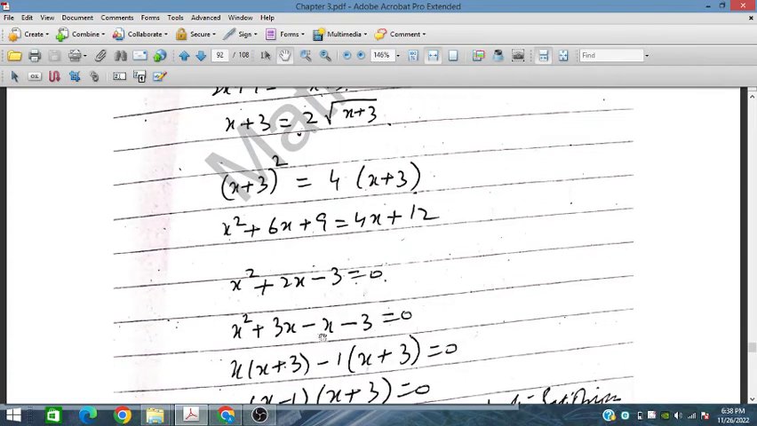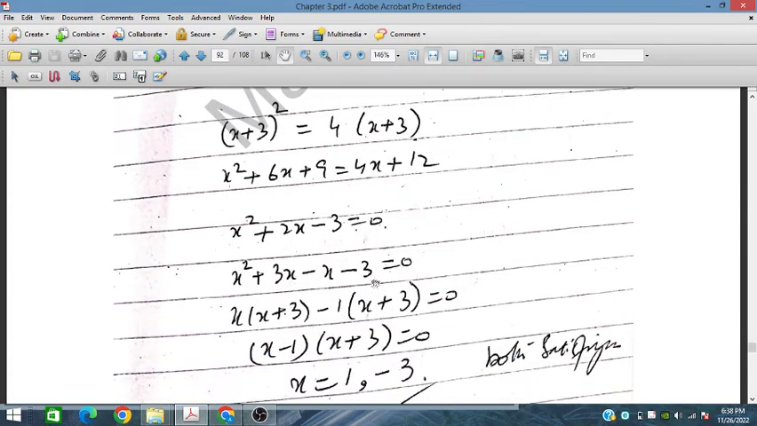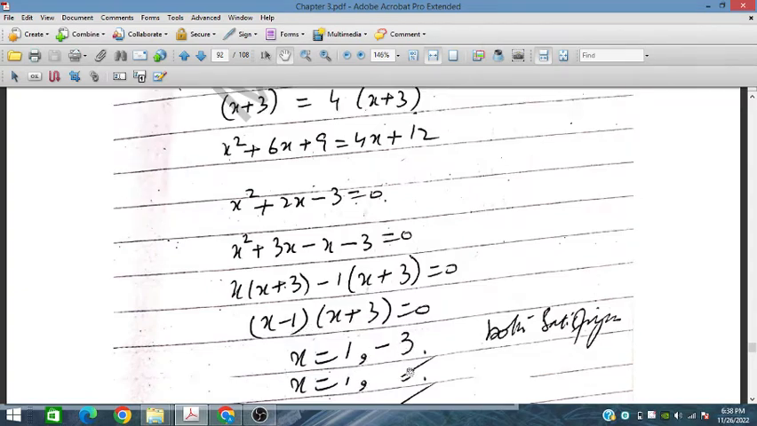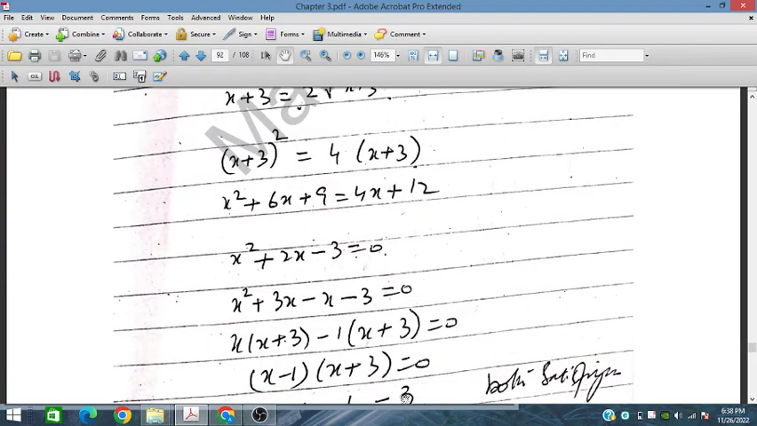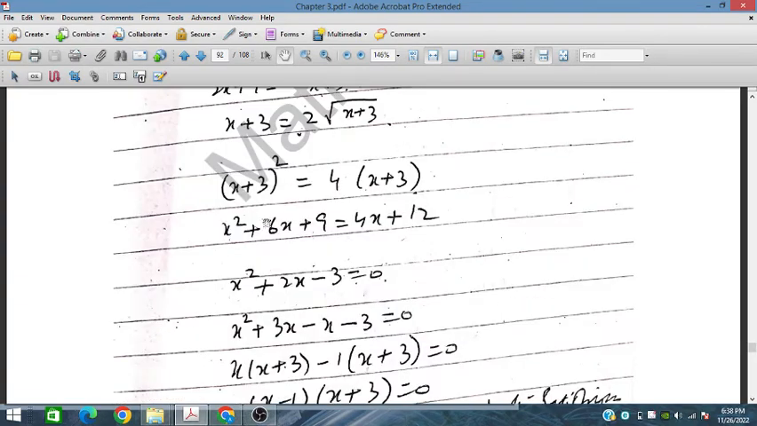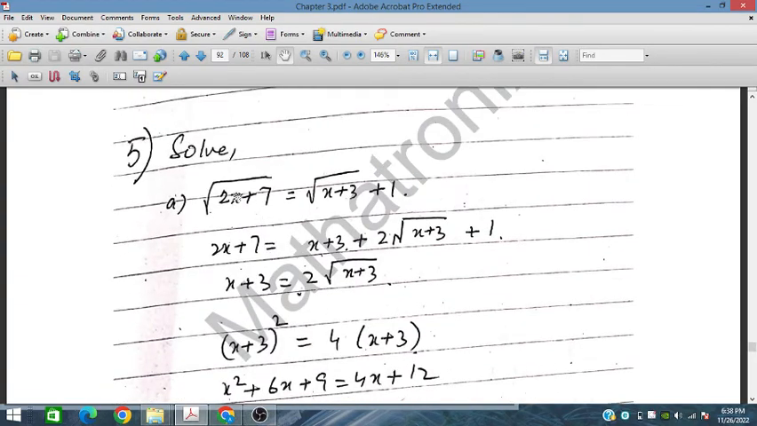Now factorize it. On factorization, we have obtained x minus 3, x plus 3, x minus 1. So x is equal to 1 or minus 3. And now place this value x equal to 1 here in this equation. 1 becomes 9, 1 here becomes 4, 4 plus 1, 4 means 2, plus 1, 3. Here 1, 2 plus 7, 9, and the 9 is equal to 3, 3.